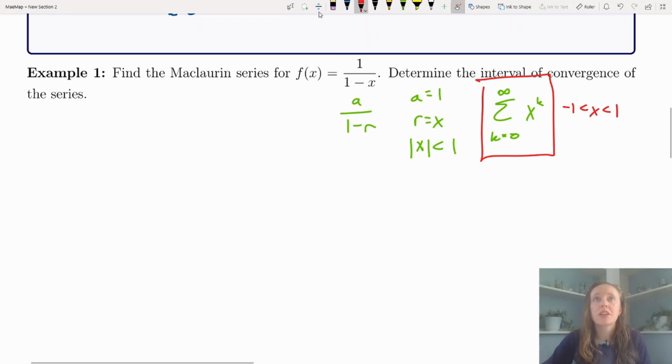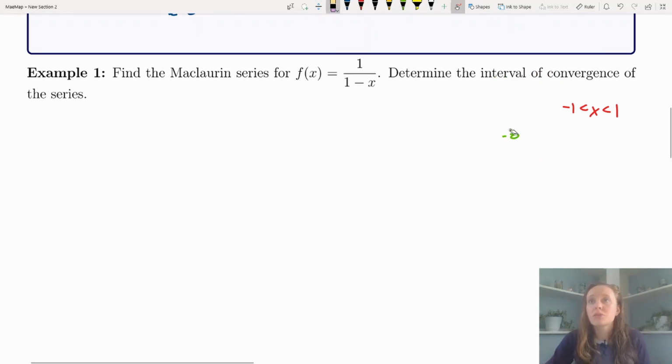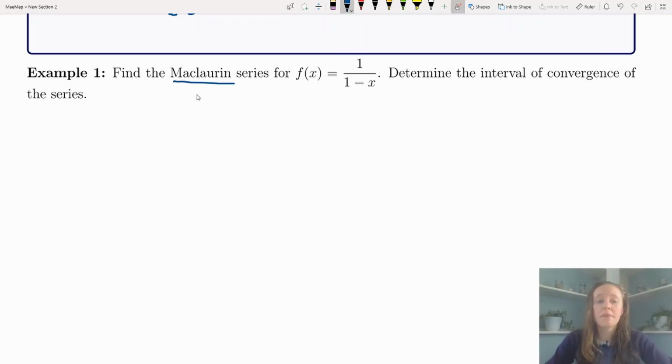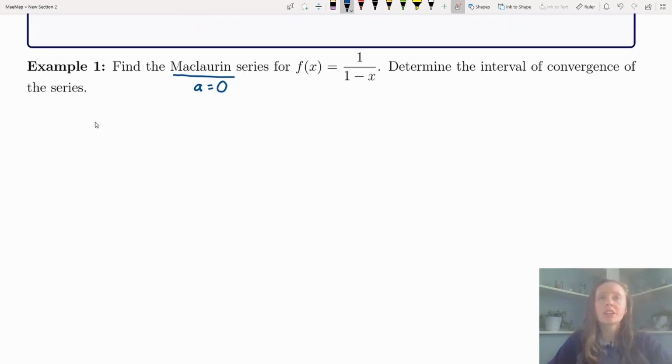But let's actually use what we just practiced. Let's write out this Maclaurin series. It says that we're finding the Maclaurin series. Right away, what does that mean? That we're using that Taylor series, but it's centered at 0. That's our Maclaurin series. Let's quickly write out our form for a Taylor series.